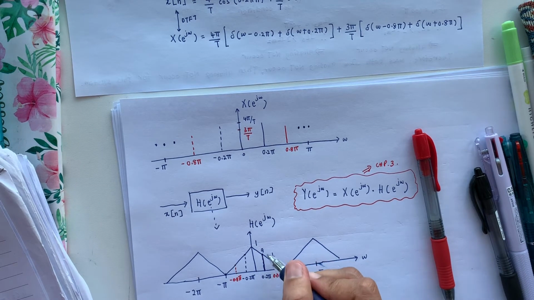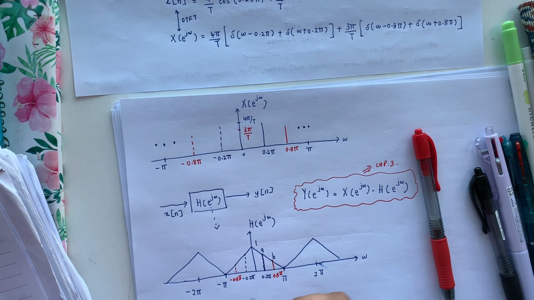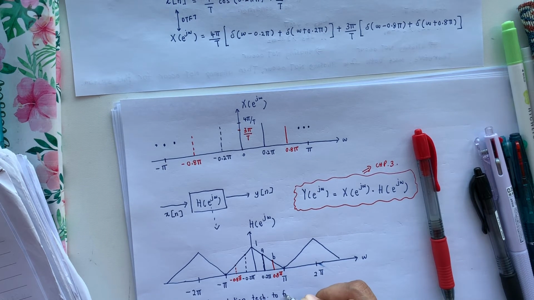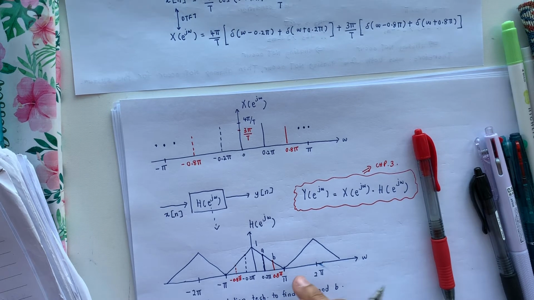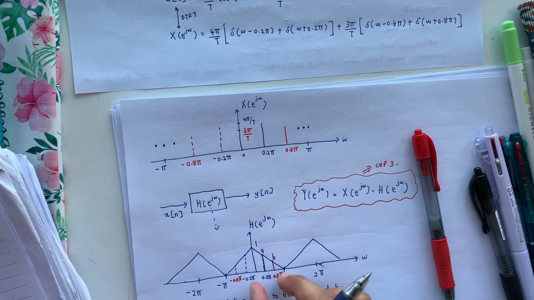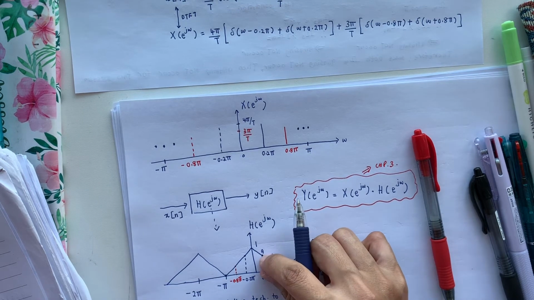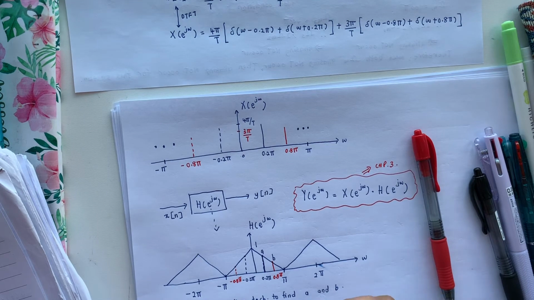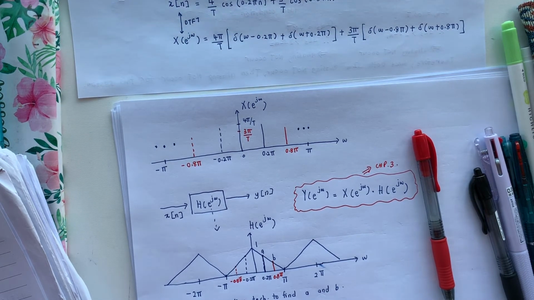Alright, go back to the question. We apply the interpolation technique to find A and B. So A is equal to pi minus 0.2 pi, times 1 over pi, y over x. The amplitude at 0.2 pi is 4 pi over T. Alright, so you will get 3.2 pi over T.